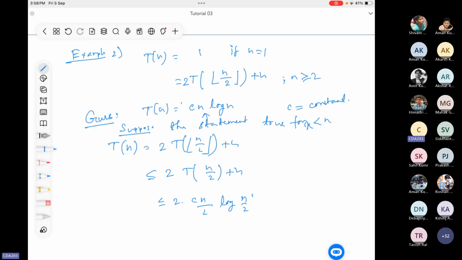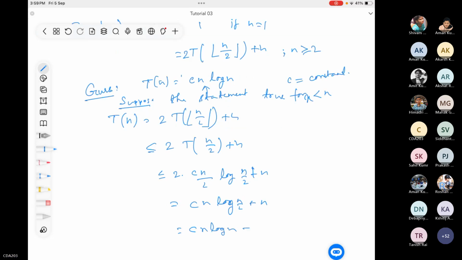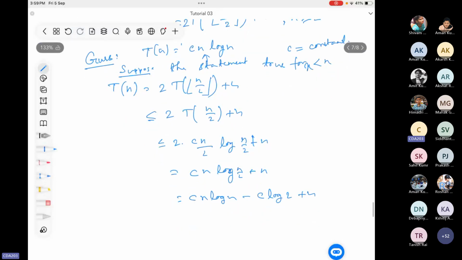So we can break it into this part, plus n, which is nothing but C n log n by 2 plus n. So you can write it as C n log n minus C n log 2 plus n. So this is nothing but C n log n, for all C greater or equal to 1. Now it's showing that if it holds for any value less than n, then it holds for n also. But the problem is with the base case, because the base case is not holding in this case.